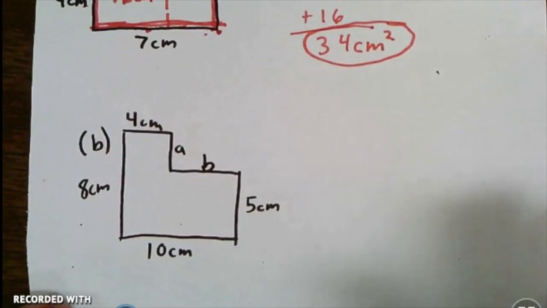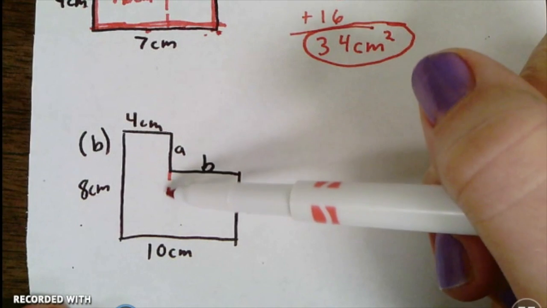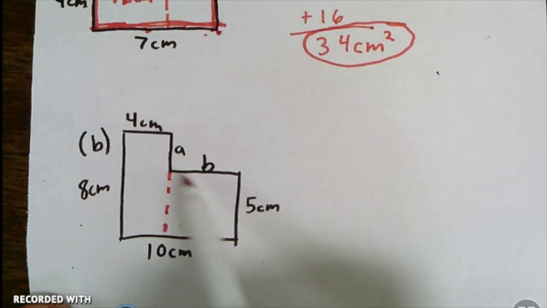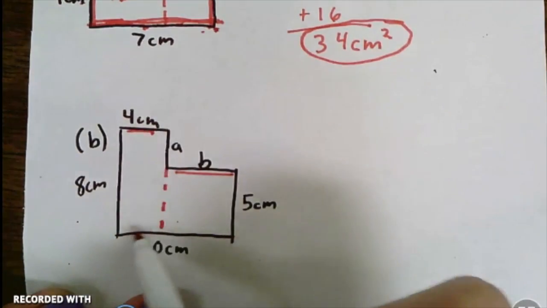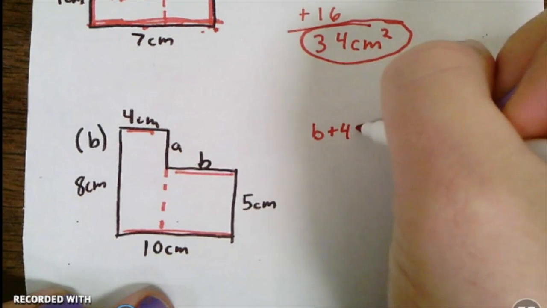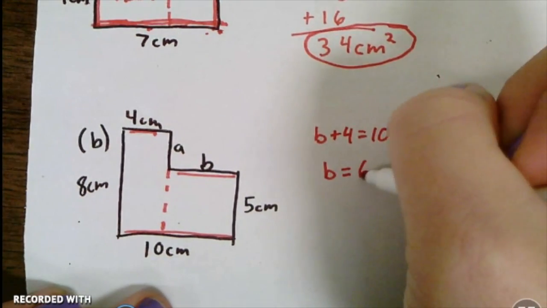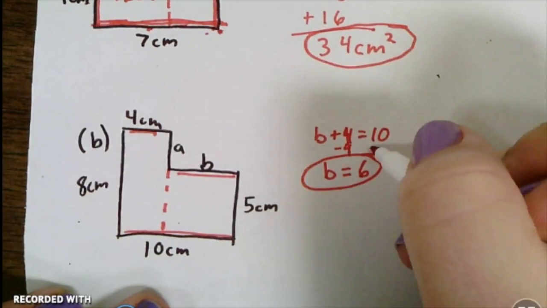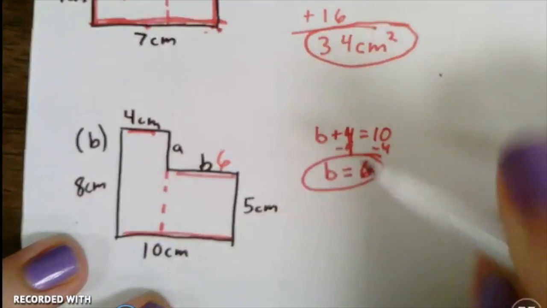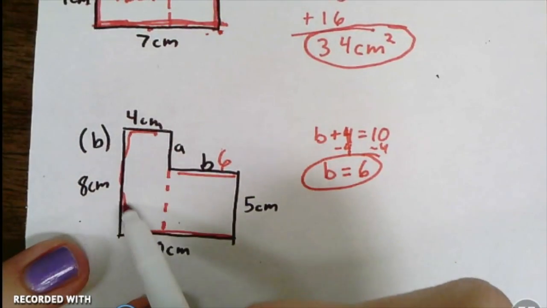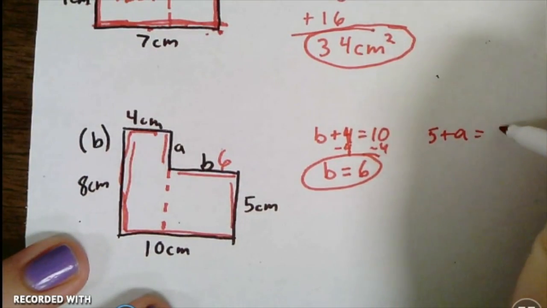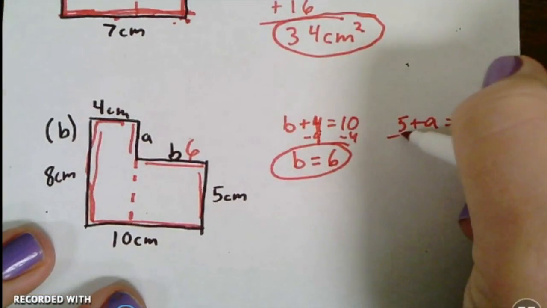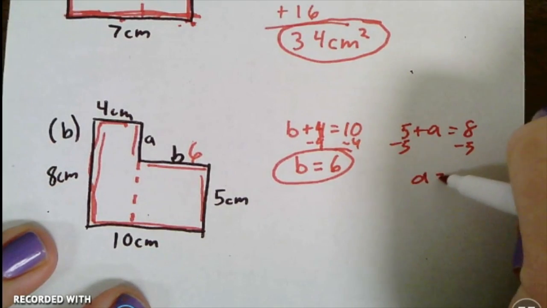All right, let's do a second one. So I'm going to stick with what I did before and divide it just like this. I can find my missing sides, whichever ones I need, by doing the problems like we did before. So we've got b plus 4 equals 10, which means that b equals 6. I subtracted 4 from both. And we've got, for a, the big is 8, so 5 plus a equals 8. So therefore, minus 5, a equals 3.